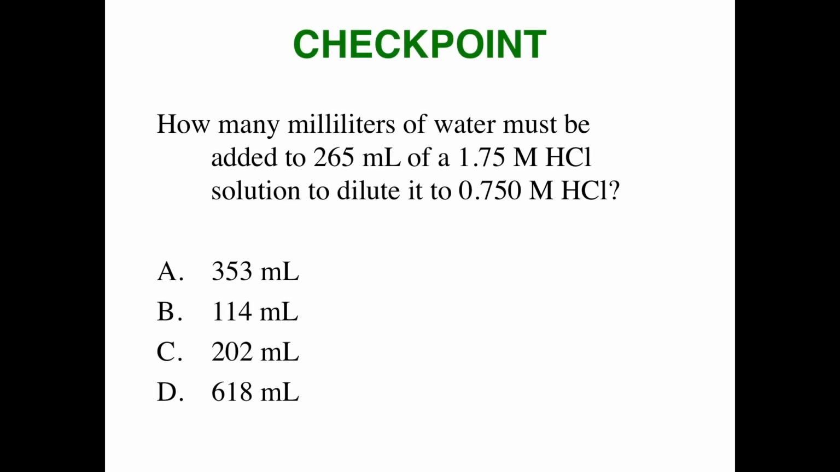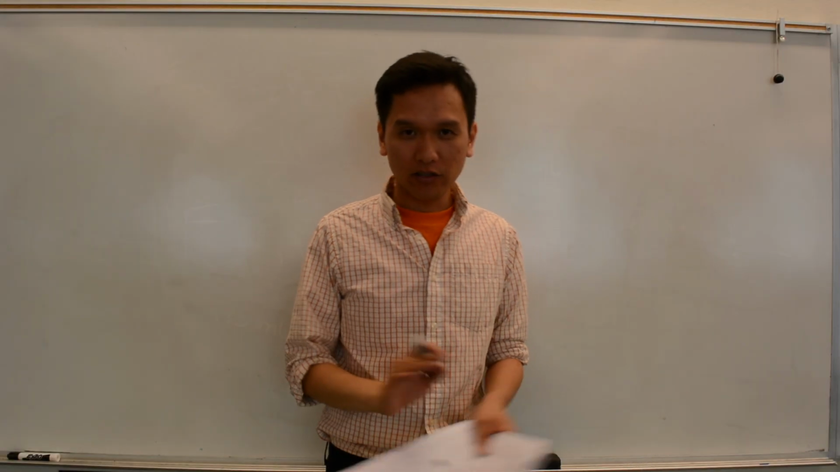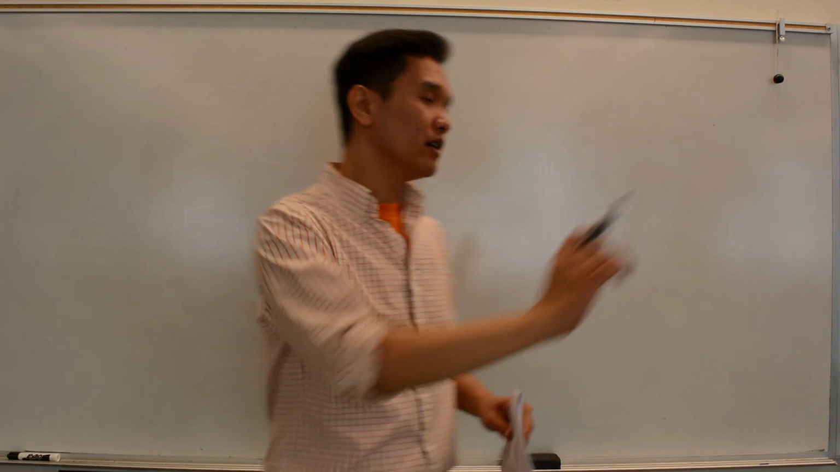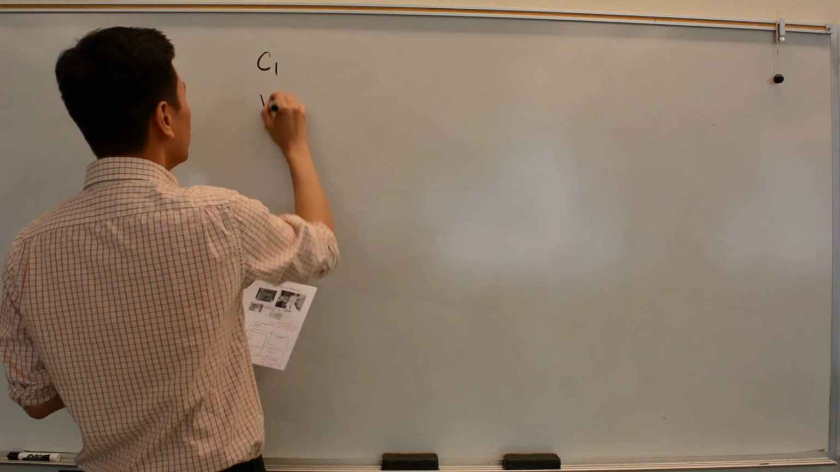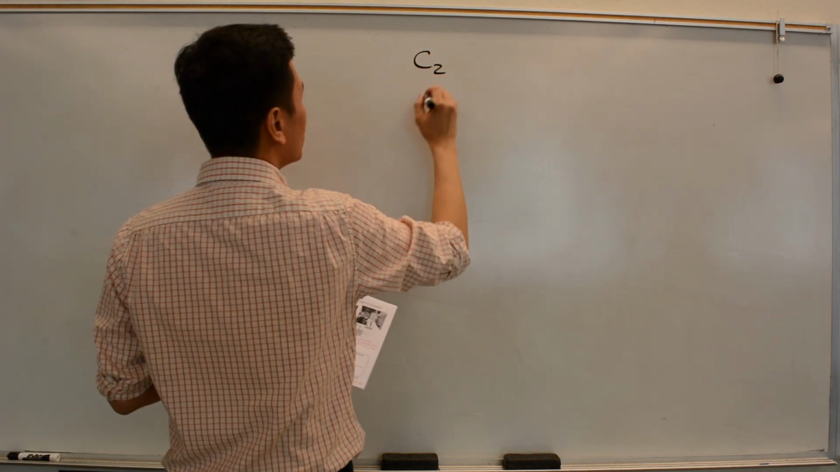Alright, so let's do a checkpoint. How many milliliters of water must be added to 265 ml of a 1.75 molar HCl solution to dilute it to 0.750 molar HCl? Alright, dilution problem, write down everything you need. Write down everything you know. So, what is my C1? What is my V1? What is my C2? What is my V2?